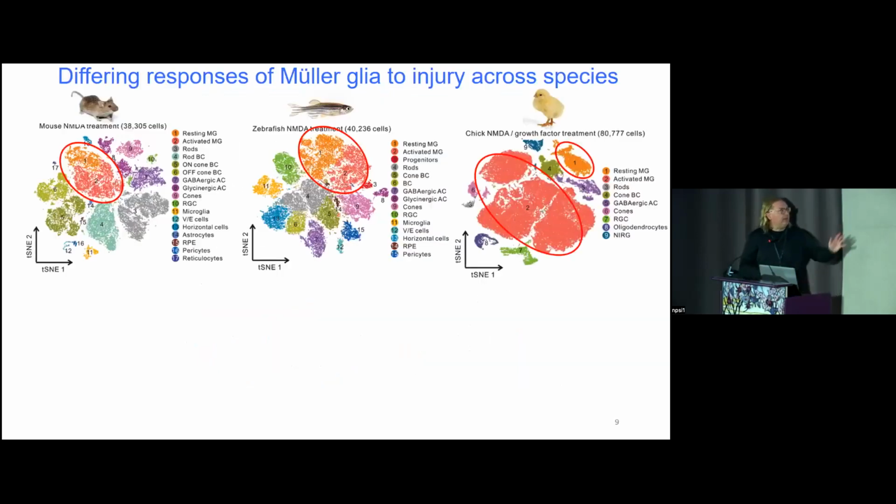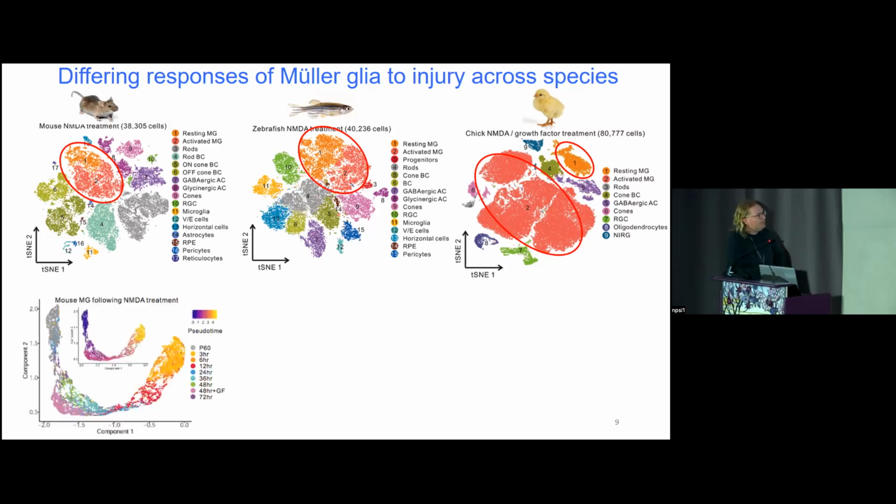This is some of the single-cell data from the 3 species. These are mouse, fish, and then chick treated with NMDA. And the different cell types here are color-coded. We can readily identify all of the major cell types. The glia are highlighted here in red. So we can readily distinguish between resting and activated glia, and in the case of the fish, we can identify some progenitors as well.